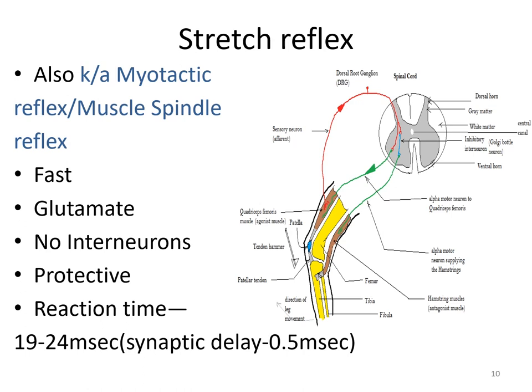We can see that the reflex is very fast. The neurotransmitter is glutamate. There are no interneurons involved in the muscle stretch reflex. An approximate reaction time is about 19 to 24 milliseconds, with a synaptic delay of only 0.5 milliseconds because it's a monosynaptic reflex.